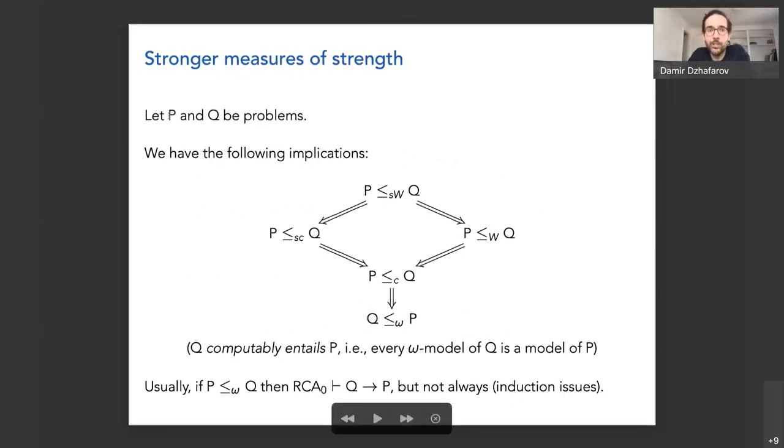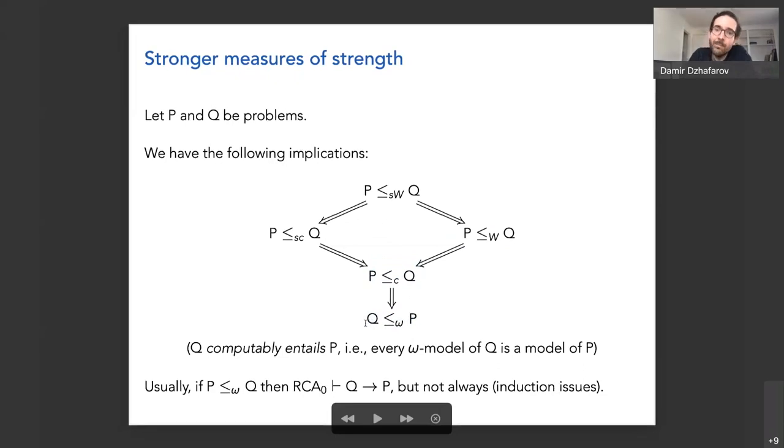Let's say we have P and Q, which are problems. Then we have this nice diagram. If we look at the strong version, in the same way that we have strong computable reducibility, then strong Weihrauch implies strong computable, implies Weihrauch. Both of those imply computable reducibility. So if P is Weihrauch reducible to Q, P is uniformly computably reducible to Q, then of course it's computably reducible to Q. And this one here implies that Q computably entails P. I'm so sorry, this should say P below Q. I'm sorry for that typo.